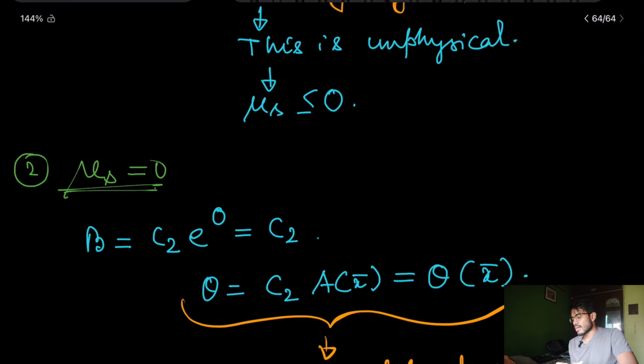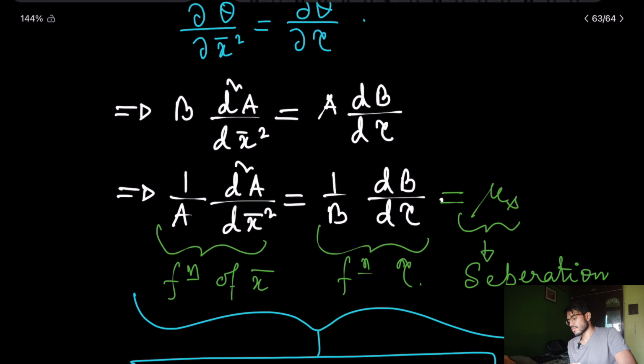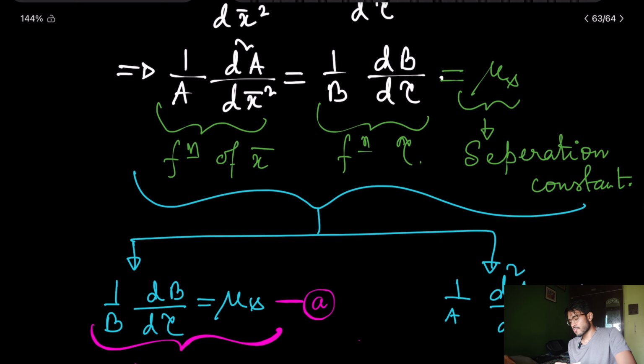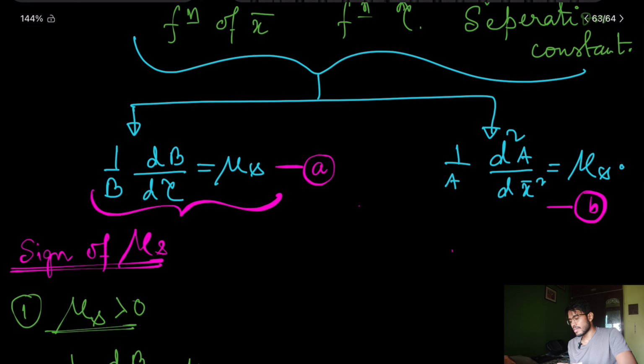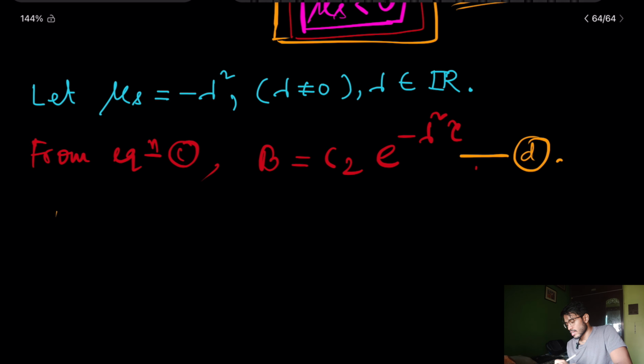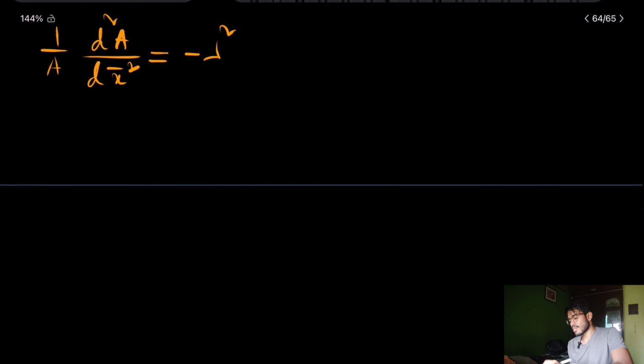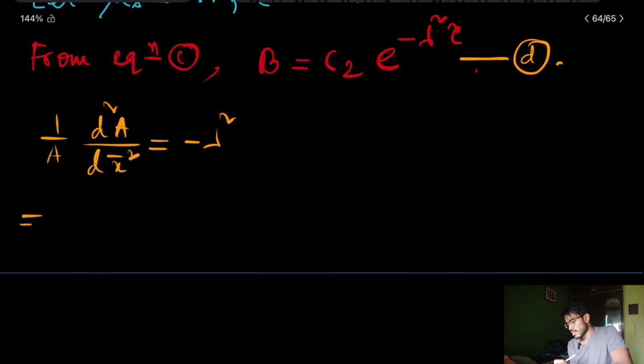Now let us take the second equation. And what was the second equation? That is small b. So if I write the second equation, that is 1 by a d2a by dx bar square is equal to minus lambda square. So this was equal to mu s, and mu s is equal to minus lambda square. So we get this equation, right?